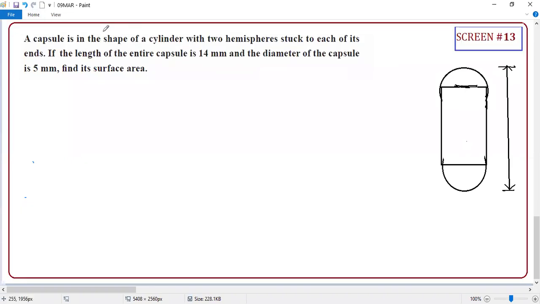Okay, now coming to that. Let's fill in the values, students. The entire length is 14 mm, and the diameter is 5 mm. Diameter 5 mm means the radius is 2.5, or 5 by 2. That's the value they are giving. Writing 5 by 2 here will be easy for the calculation. Guys, they are asking for the surface area. What will I start with? The required area. What is the required area? Listen.